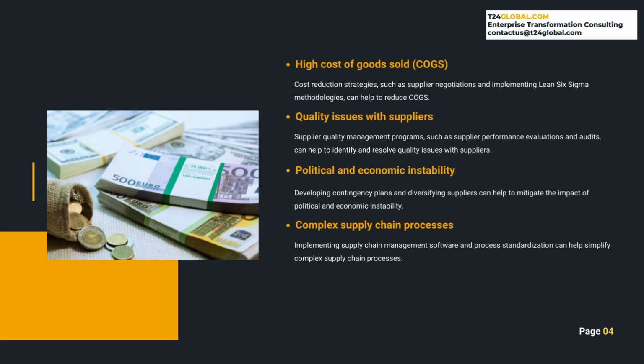Complex supply chain processes. Implementing supply chain management software and process standardization can help simplify complex supply chain processes. Business operations activities involved in supply chain management include process mapping, process improvement, and supply chain visibility. The key persona involved is the supply chain manager. The related IT software customizations details include implementing supply chain management software and integrating it with the ERP system.